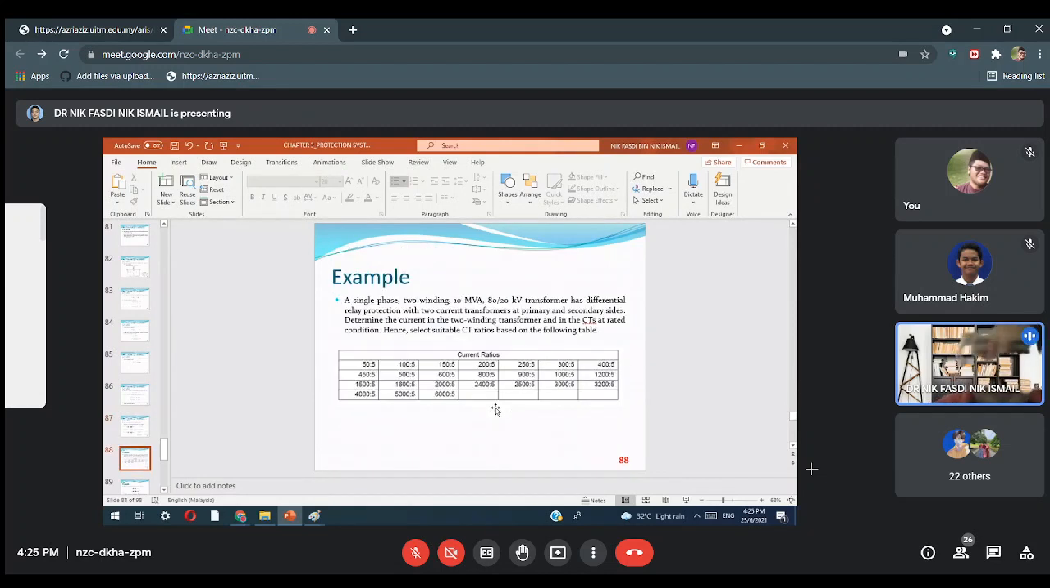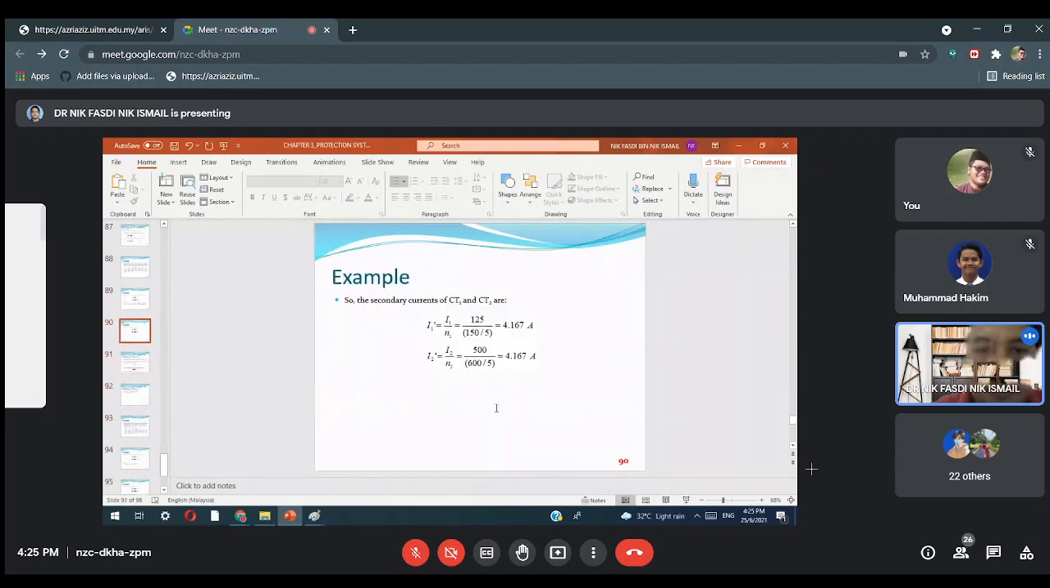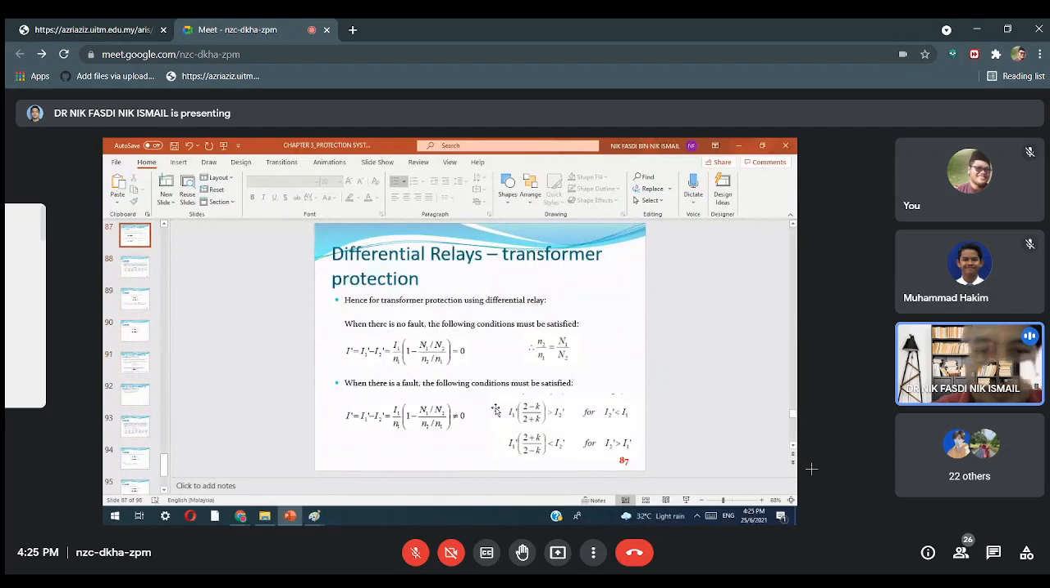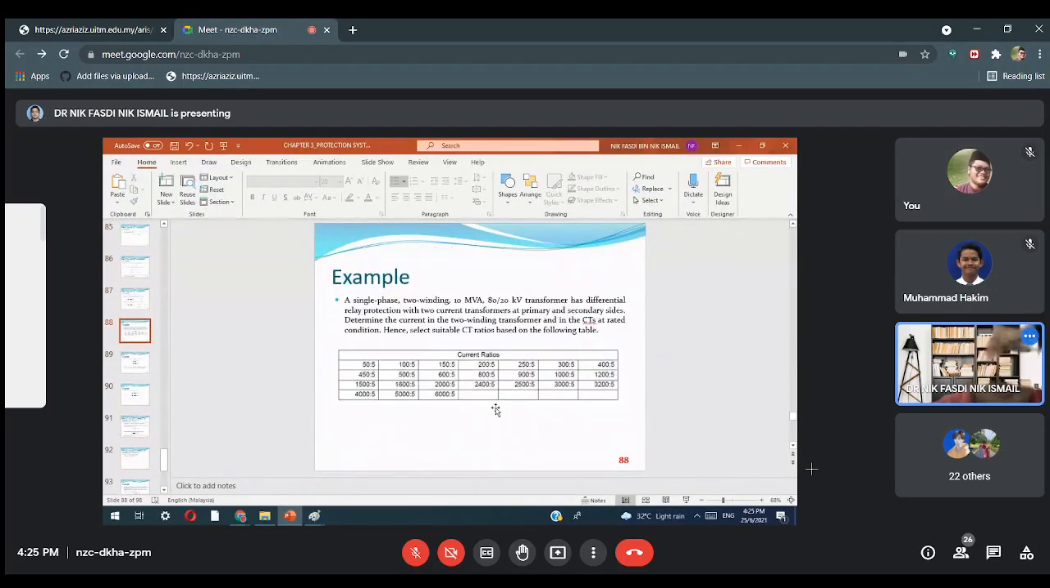Alright, example. We have a little example here. There are not many left. Let's look at the example question, because if we don't do an example, we don't understand. A single phase two winding 10 MVA 80 to 20 kV transformer has differential relay protection with two current transformers at primary and secondary sides. Determine the current in the two winding transformer and the CT at rated condition. Hence, select the suitable CT ratio based on the following table.